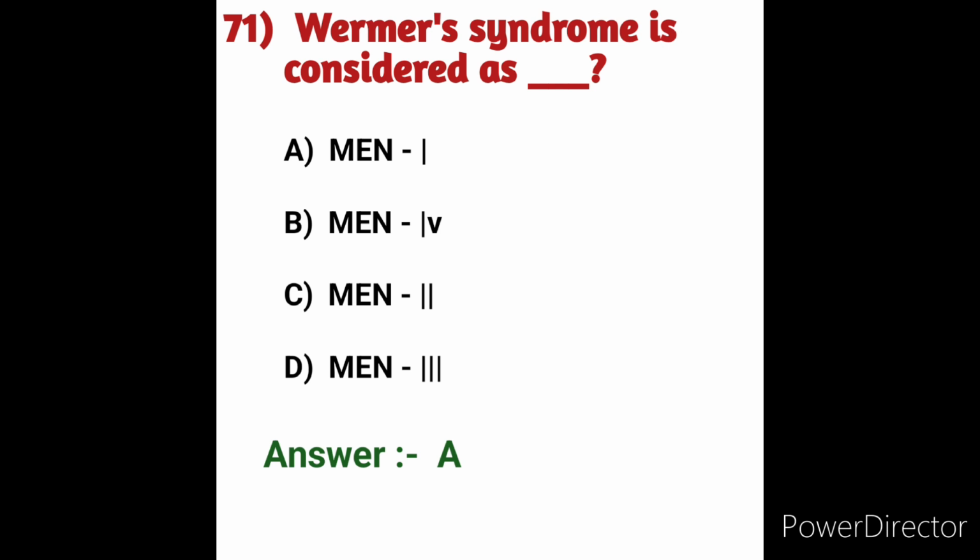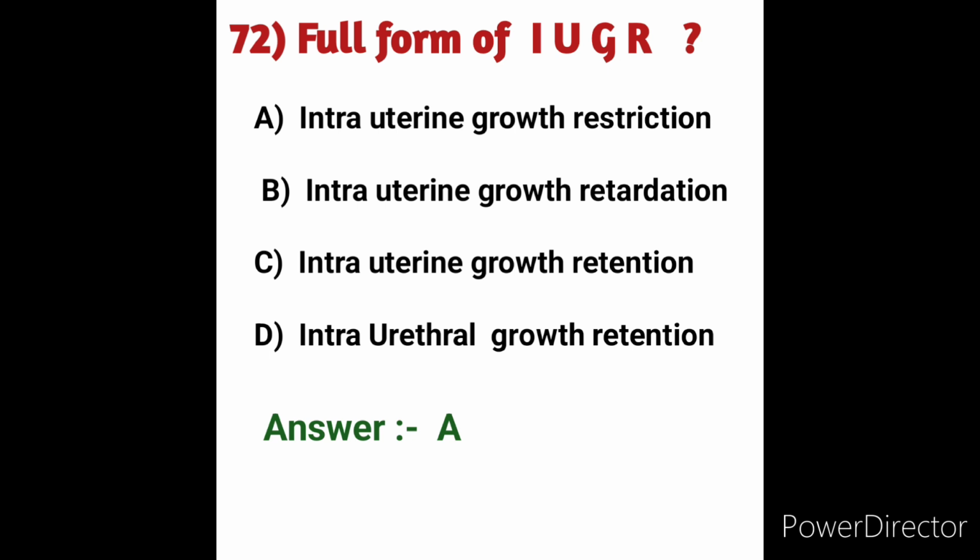Wermer syndrome is a rare autosomal dominant inherited disorder. In these cases, the effects happen in the endocrine system, as I already discussed. It leads to tumors in the parathyroid and pituitary glands. Means in this disease, the endocrine system will be involved. Option A is the correct answer, multiple endocrine neoplasia 1. Answer A. Move on to question number 72.